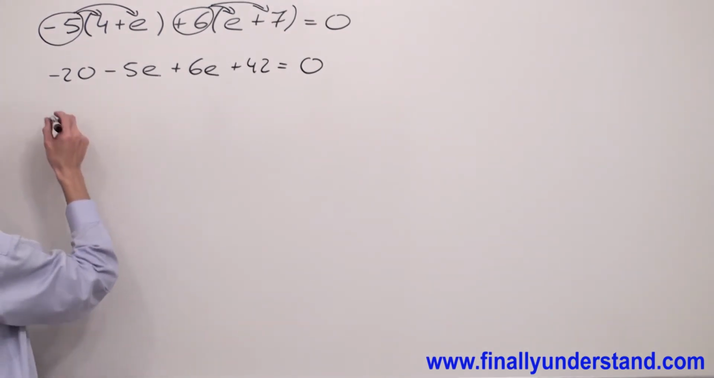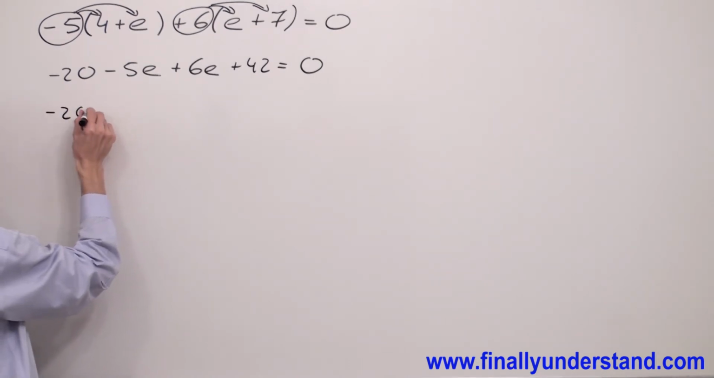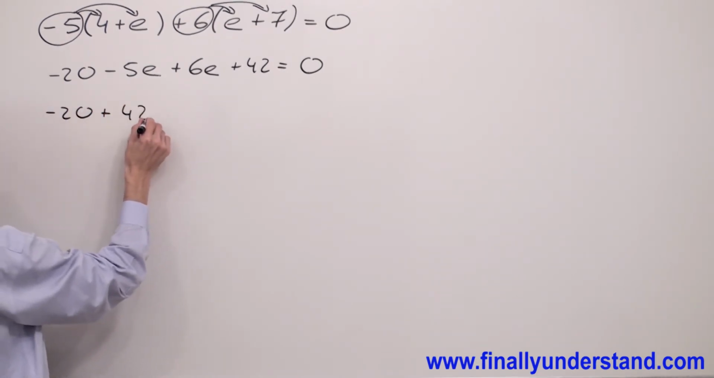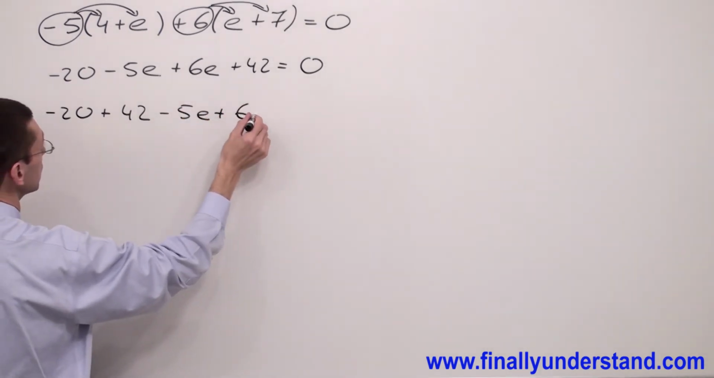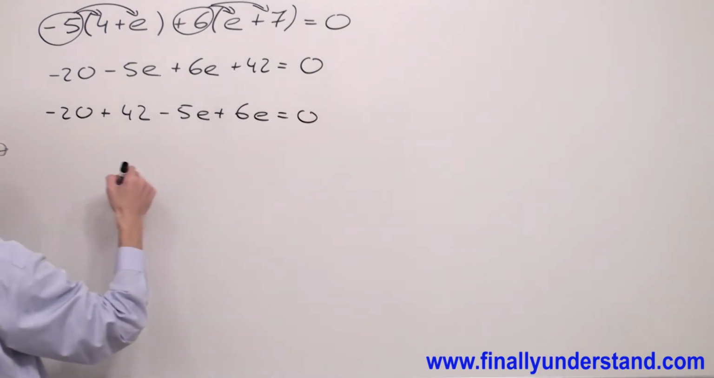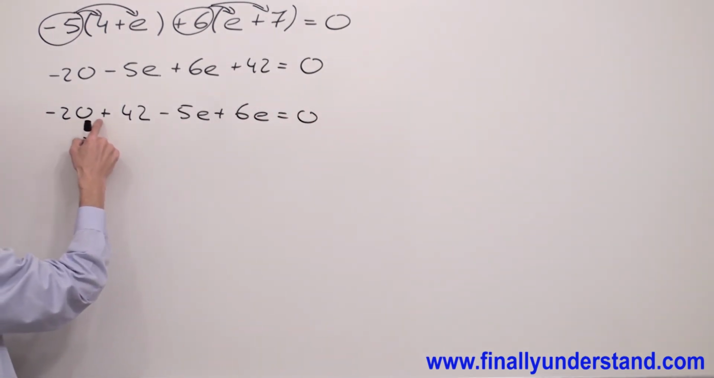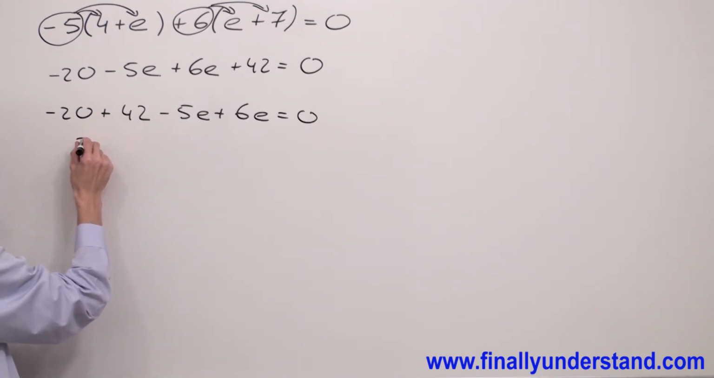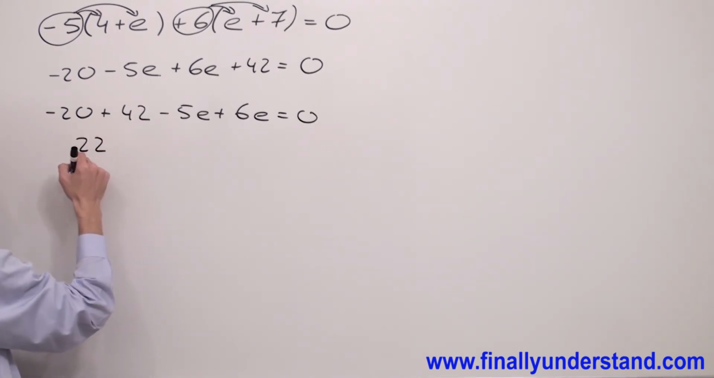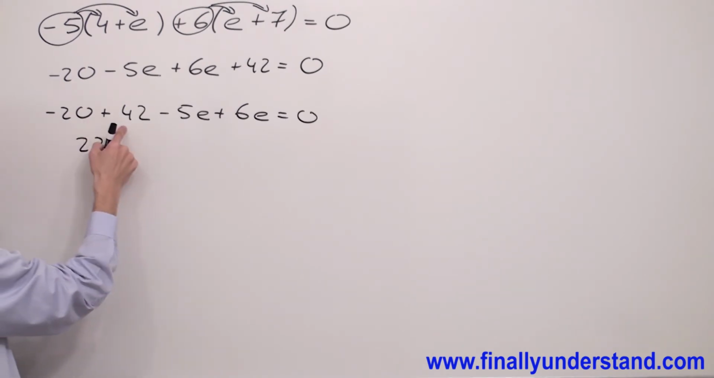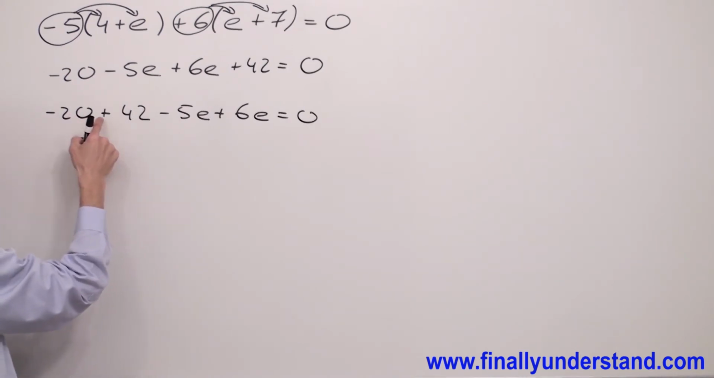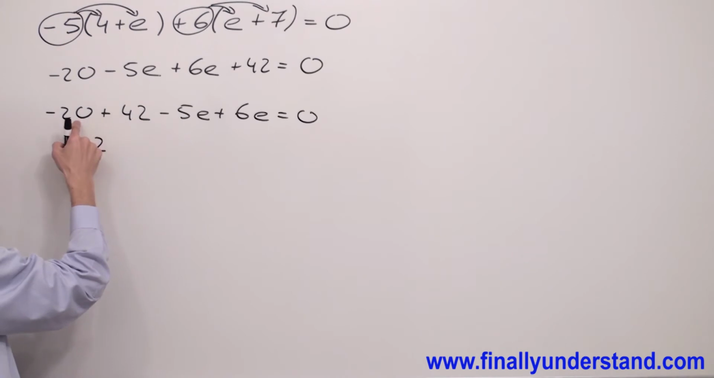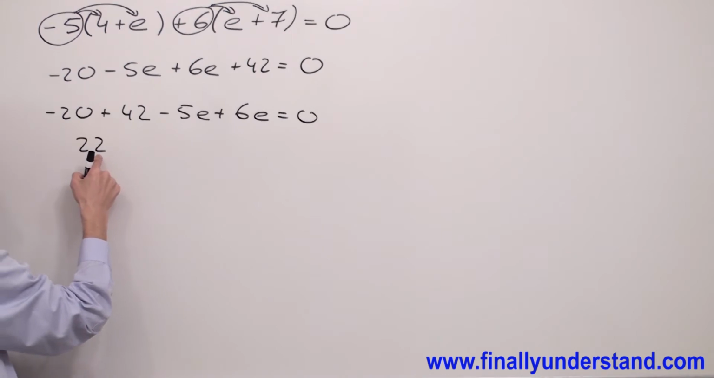Let me write them next to each other. So I have -20 plus 42 minus 5e plus 6e is equal to 0. Now we have -20 plus 42 is equal to 22. Remember, anytime we add a negative number to a positive, we're supposed to perform the subtraction from the bigger number. We subtract the smaller number and keep the sign of the larger number. 42 minus 20 is 22, and keep the sign of the larger number. That's why I have positive 22.